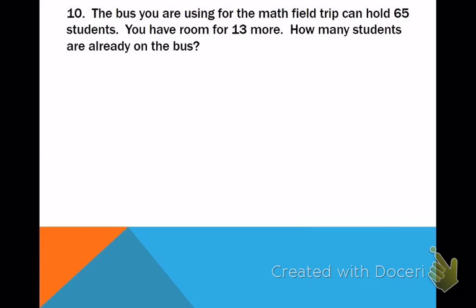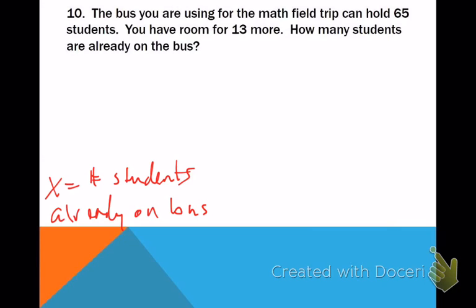Number 2 says the bus you're using for the math field trip can hold 65 students. You have room for 13 more. How many students are already on the bus? Here's what I always do in the story problem. I try to figure out what it is I don't know, or what it is I'm trying to find. Right? And we're trying to find the number of students that are already on the bus. Since we don't know that, let that be your variable. So let it be x, right? That's the number of students already on the bus. And once you establish that, tell the world, right? Define it. Write it out.